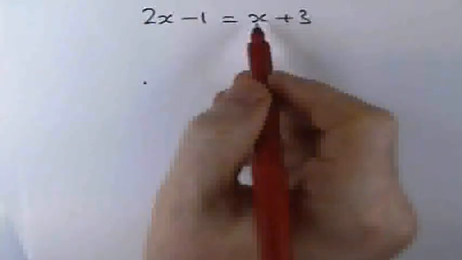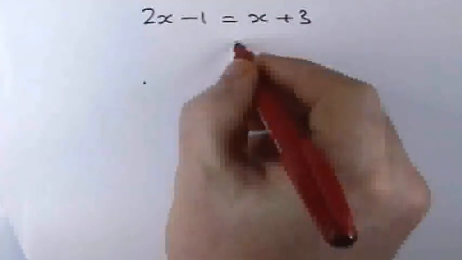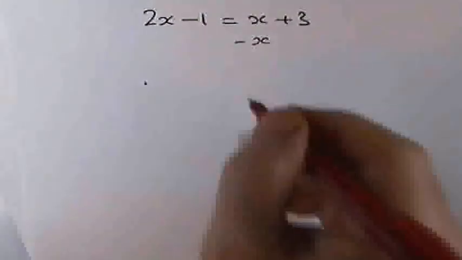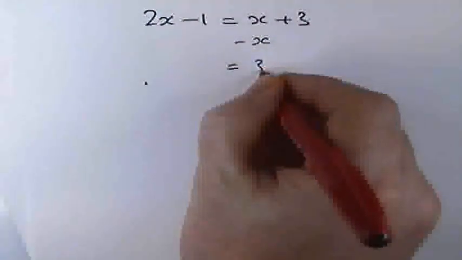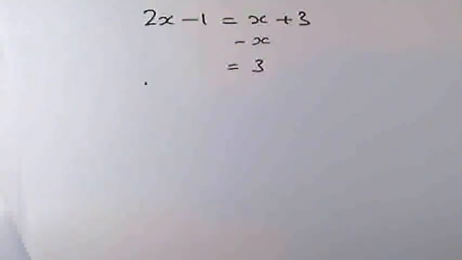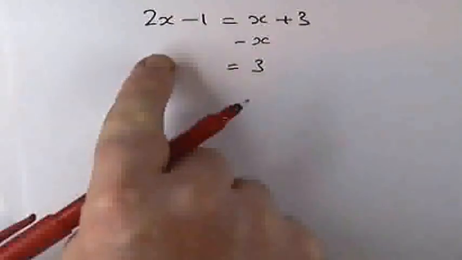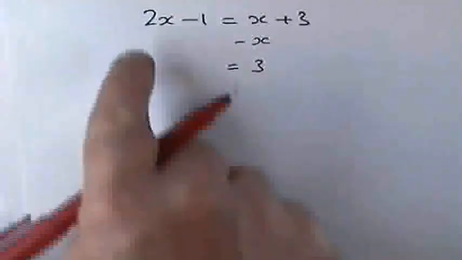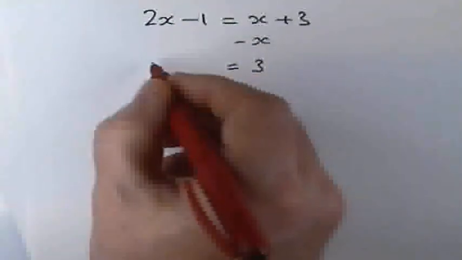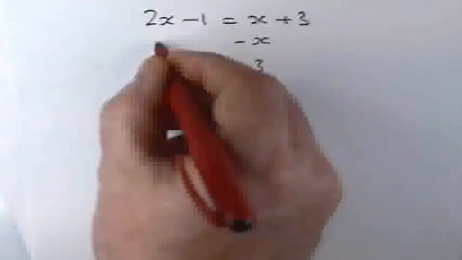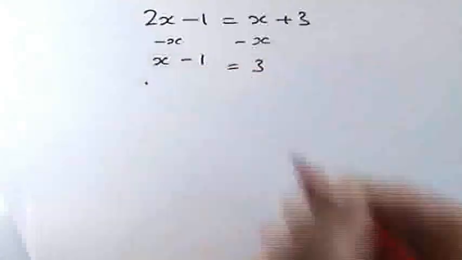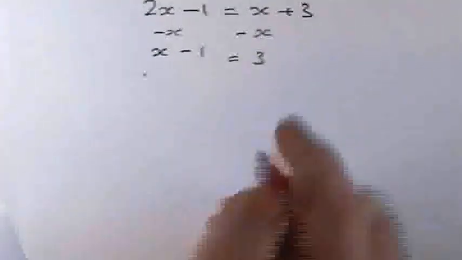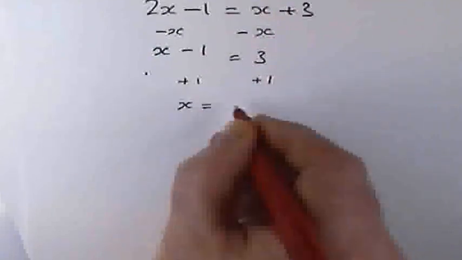So in this case, 1x is smaller than 2x, so I'm going to get rid of the x on this side. There it is, done. Because I now know the right hand side is equal to 3, or plus 3. But to keep this balanced, because this is a balance, remember, I'm going to take x away from the left hand side, and I get x minus 1 is equal to 3, and now I add 1 to both sides, and I get x is equal to 4.